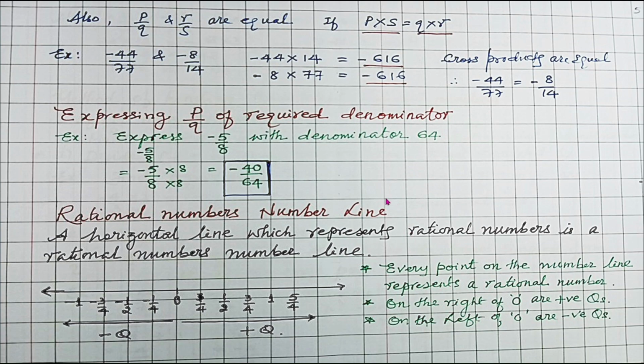Now, rational numbers on a number line. A horizontal line which represents rational numbers is a rational numbers number line. That means we draw a horizontal line and take a point representing 0.